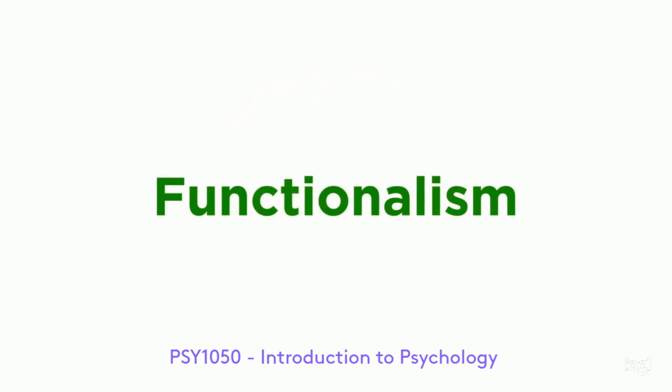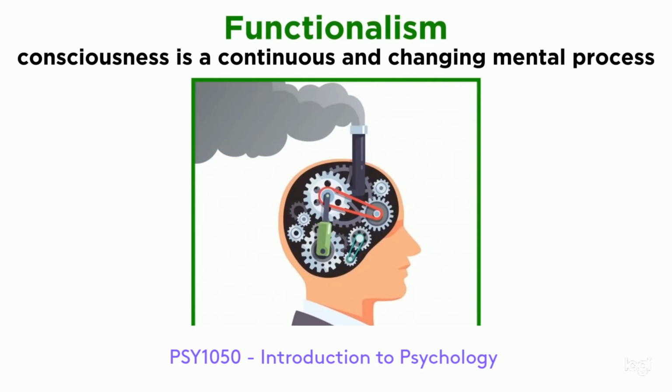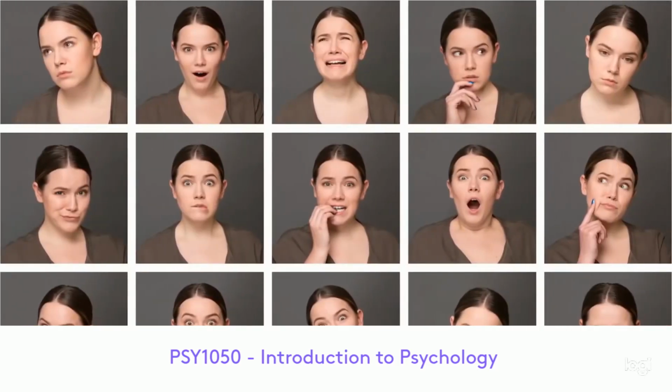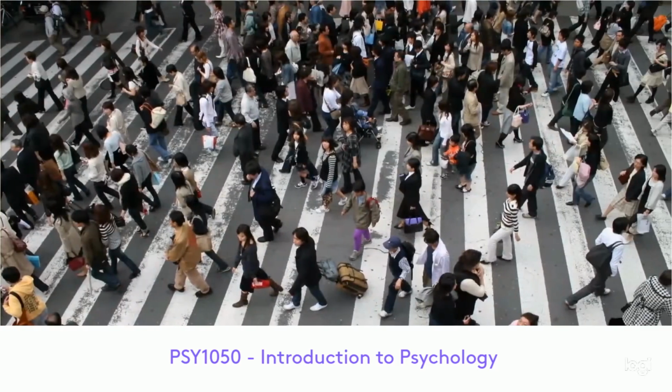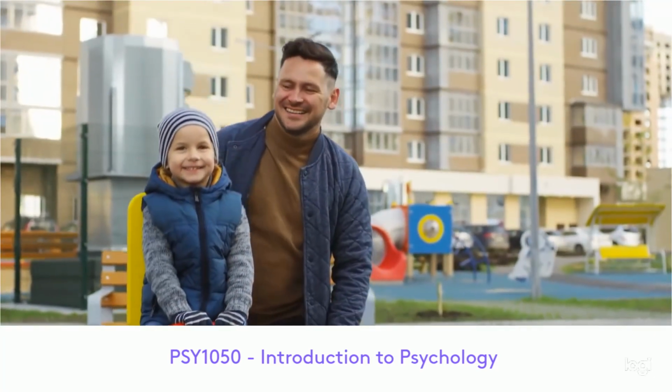This leads us to another school of thought called functionalism. Unlike the structuralists, the functionalists believed that consciousness could not be broken down into parts. They believed it was a continuous and changing mental process. Because of this view, the functionalists asked a different question than the structuralists. Instead of trying to understand how the mind works, functionalists wanted to know why the mind does certain things. Why do we have emotions? Why do we form relationships? How do human behaviors help us live in our environment? Functionalists tried to answer these questions by directly observing the human mind and human behavior.